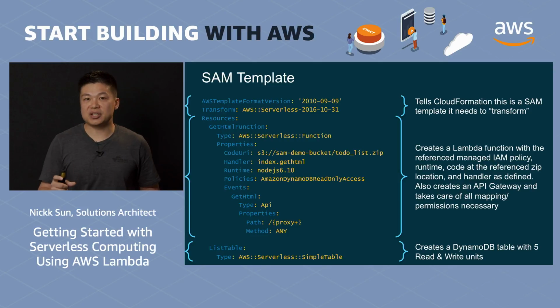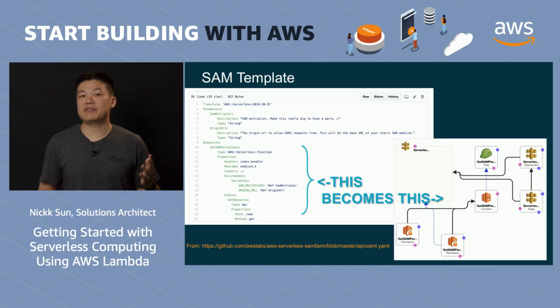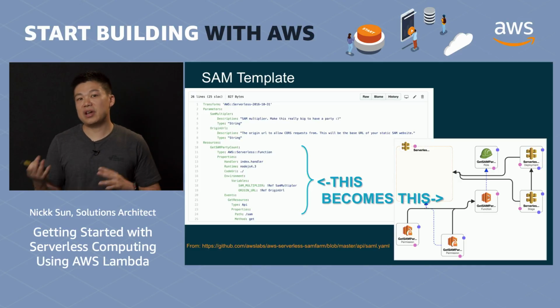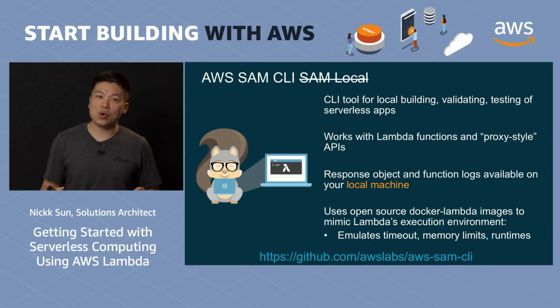Then we can see the function definition plus the definition for its source of event. In this case, an API is needed from API Gateway. Also, we could leverage SimpleTable to have a DynamoDB table created with 5 read capacity units and 5 write capacity units. At deployment, this SAM template will be deployed as a CloudFormation stack, just like other CloudFormation templates. And you can replicate this stack in different regions and different accounts, for different purposes. With a SAM template, there's also a tool called SAM CLI, previously known as SAM Local.